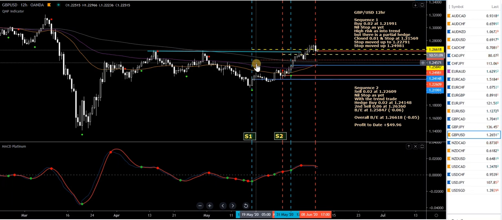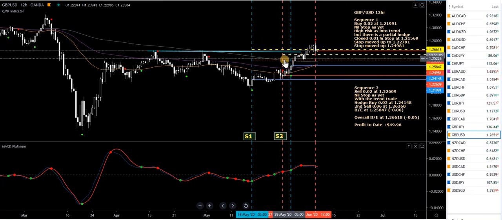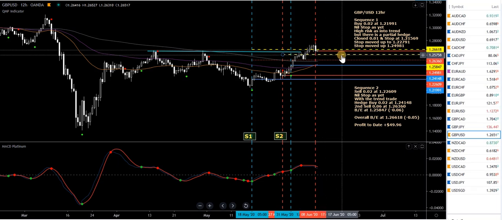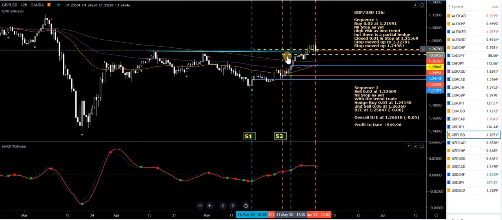It's a buy and it's got a stop in place. I'll move my stop up to there so you can read that. Stop moved up again, so it's locking in profit on that buy. So basically sequence 2 is a sell, hedge buy, second sell. This bottom yellow line is the overall break even for just sequence 2.